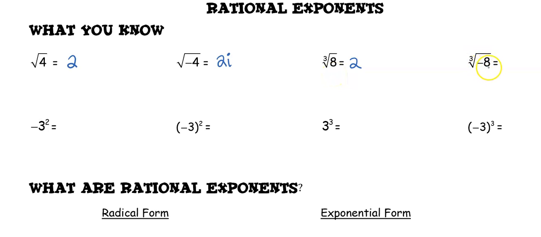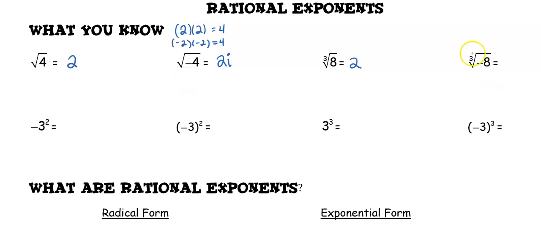The cube root of negative 8. This is not an imaginary component. When I go back to the square root of negative 4, there's no number that I can multiply by itself to get a negative 4, because 2 times 2 gives you a positive 4 and a negative 2 times a negative 2 also gives you a positive 4. There's no way to get a negative 4.